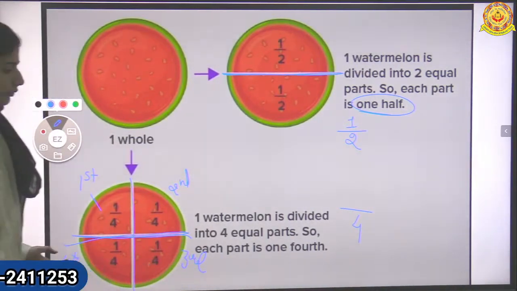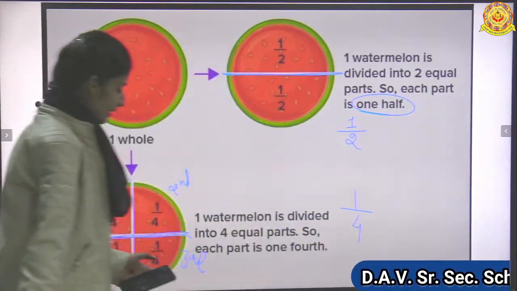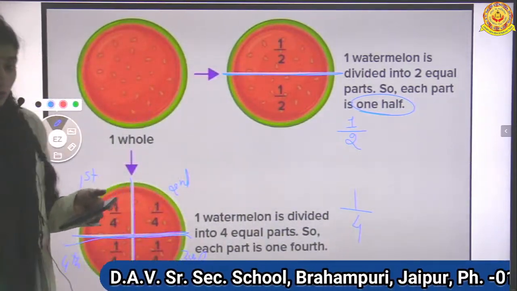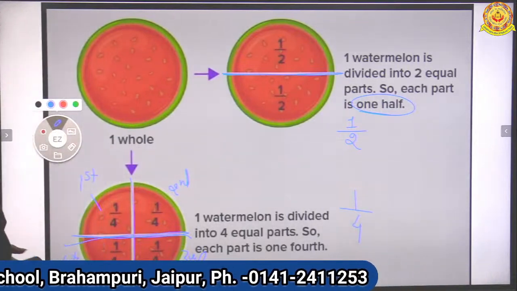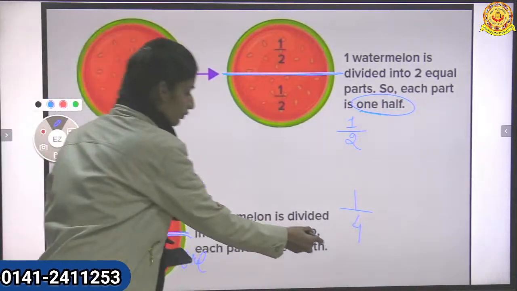So the first one will also get 1/4 part. Second one 1/4, third one 1/4. Everyone, all of them will get 1/4 part. So that is said to be 1/4.